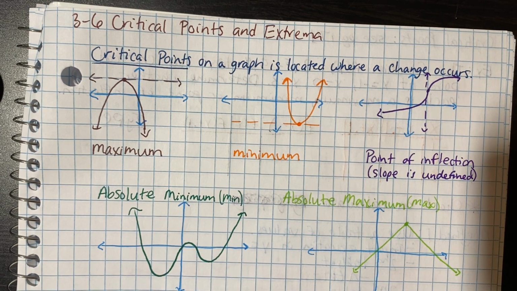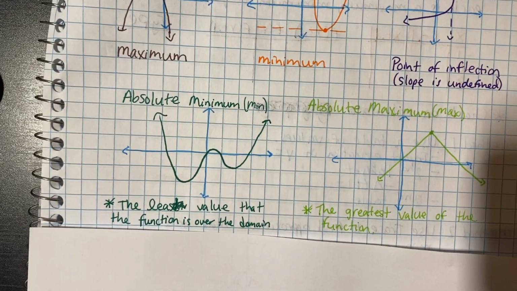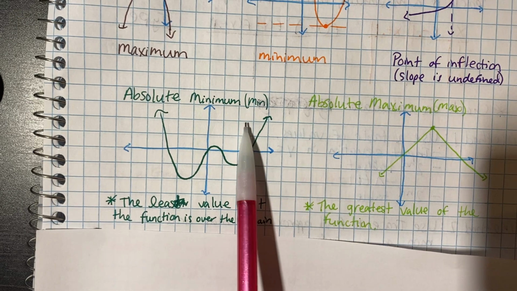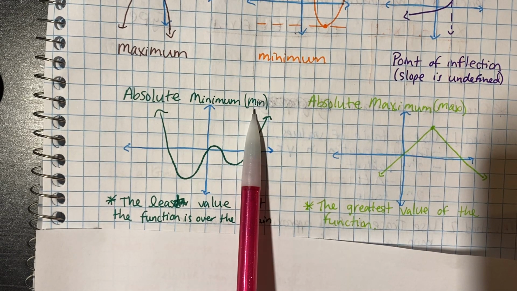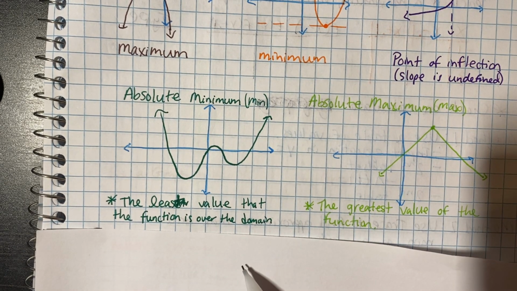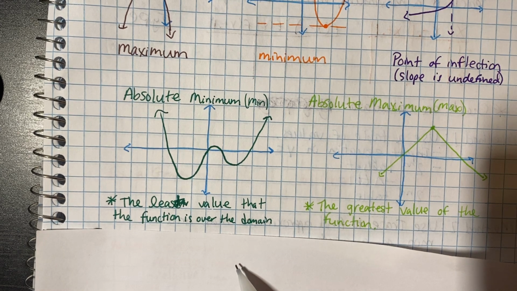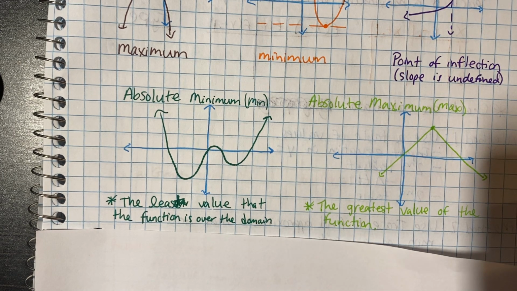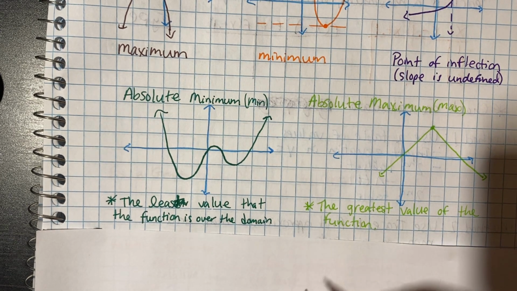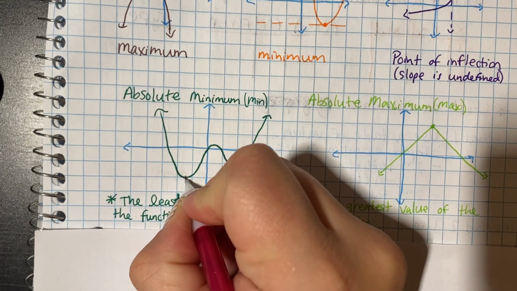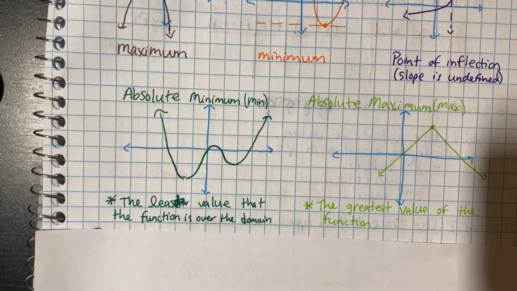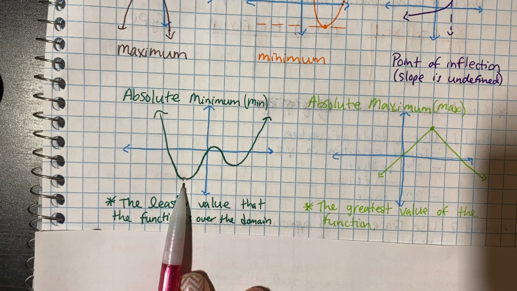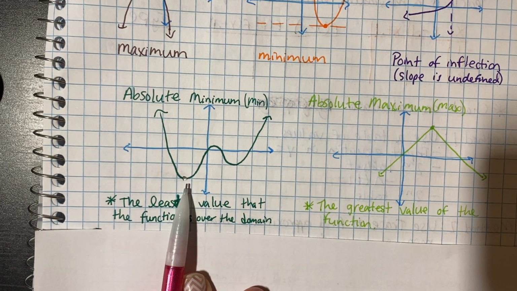All right. Some other things about graphs is that we can have an absolute minimum, or a min. Okay. And the absolute one is going to be the least value that the function is over the domain. So on this picture here, our absolute minimum would be down here. So right here, it's the very smallest point on the whole graph.